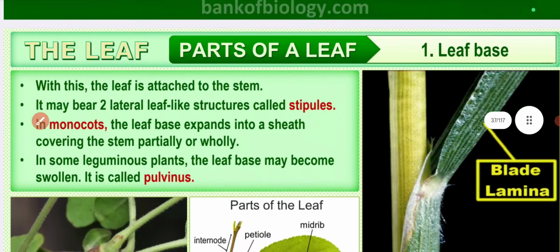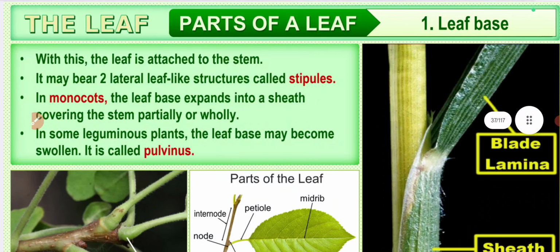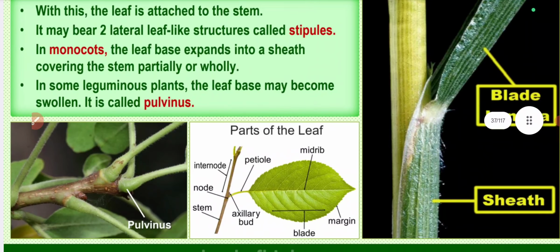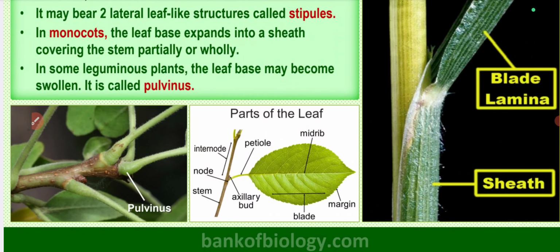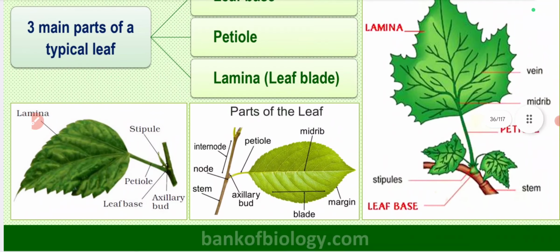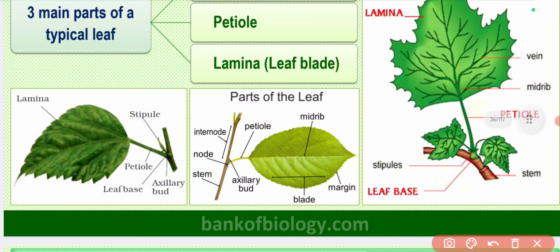Next, first of all, leaf base. With this, the leaf is attached to the stem. So leaf base is the portion where the leaf is attached to the stem. It may bear two lateral leaf-like structures called stipules. As you can see in the diagram, stipules are present like here. It is labeled here. Leaf-like structures but not leaf. They are called stipules. Here also stipules are present.